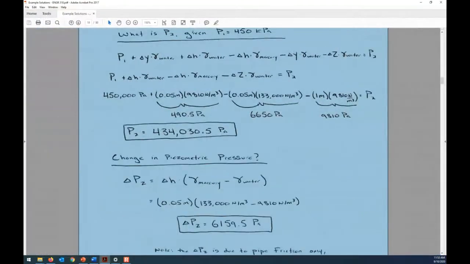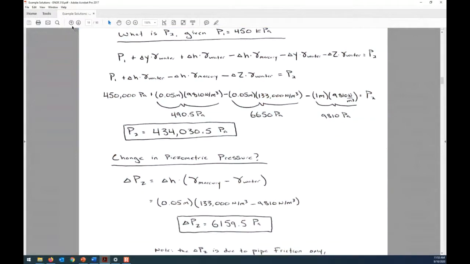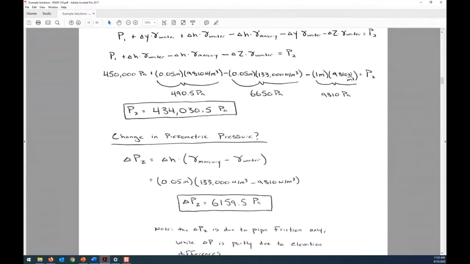All right, so change in piezometric pressure. The P sub Z is going to be the deflection delta H times the difference in the unit weights. So the total pressure change we had calculated just a moment ago is 16 kilopascals. Six of that pressure change is due to the frictional effect, and the rest is because of the elevation differences. So the delta PZ is just due to pipe friction.